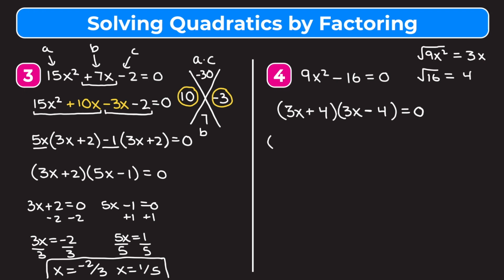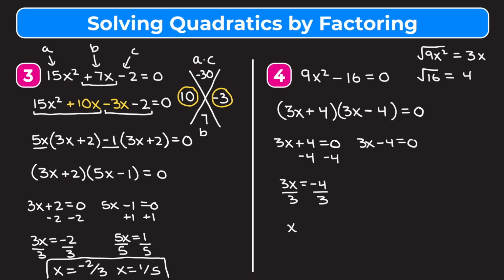And now we're going to solve like we've been solving. So we're going to take each binomial and set it equal to 0. And I don't need these parentheses here anymore. So we're going to say 3x plus 4 is equal to 0, and 3x minus 4 is equal to 0. On the left, we're going to subtract 4 from both sides. We get 3x is equal to negative 4. And we're going to divide both sides by 3 to get the x by itself.